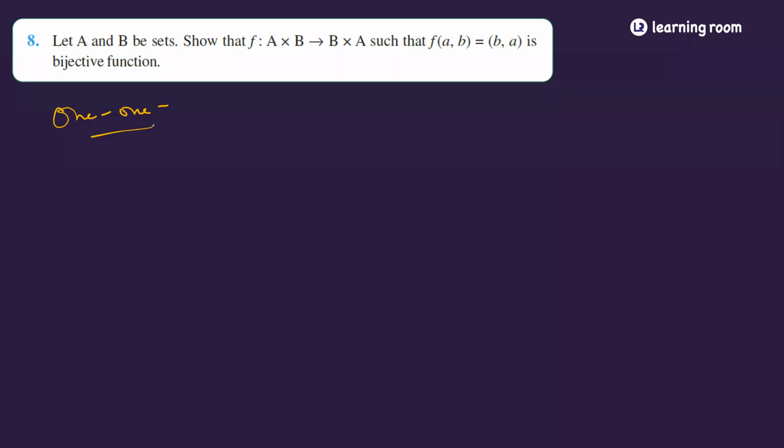The only difference is that instead of x1 comma x2, you will take a1 comma b1 and a2 comma b2, because look at the independent variable. a1 comma b1 and a2 comma b2 belong to which set? Where do they come from? They come from the input set A cross B.